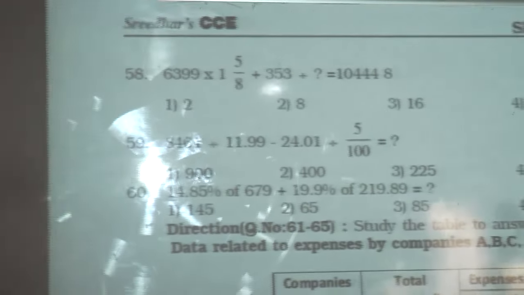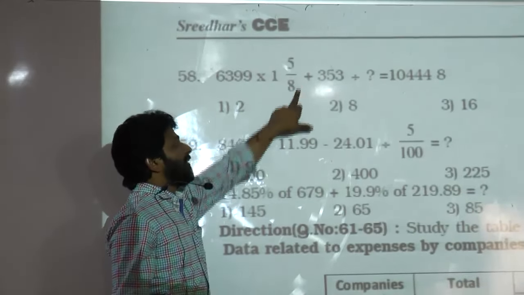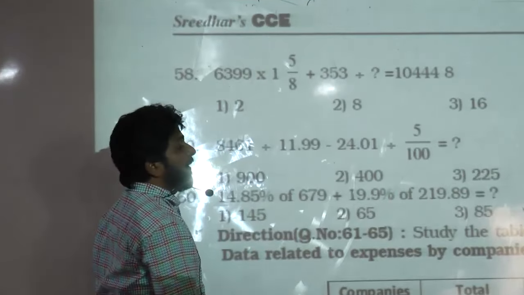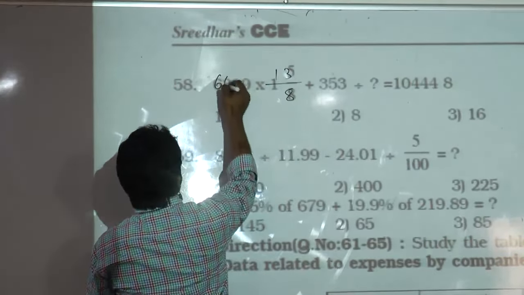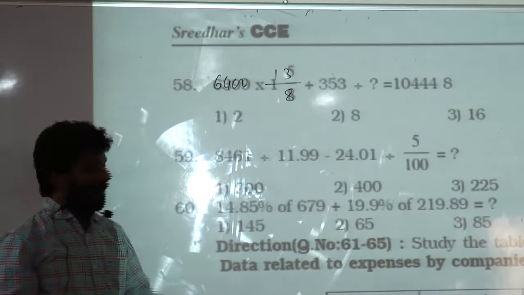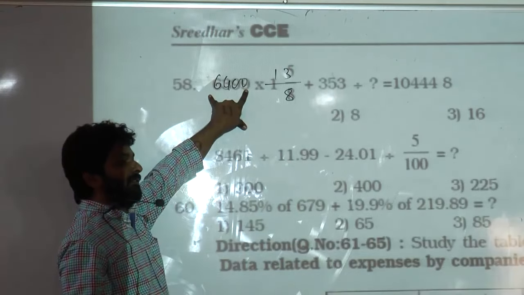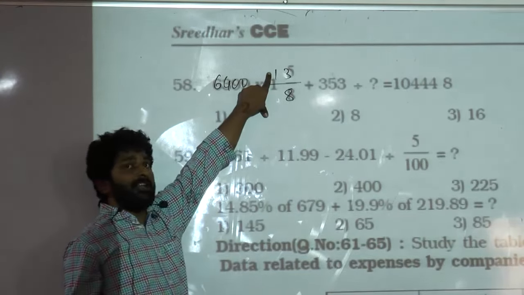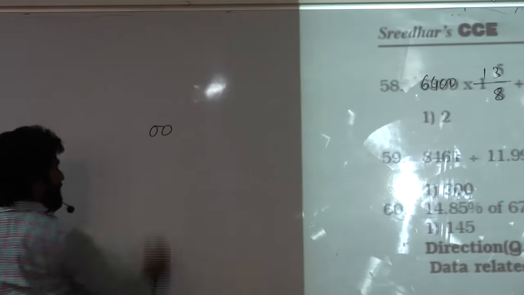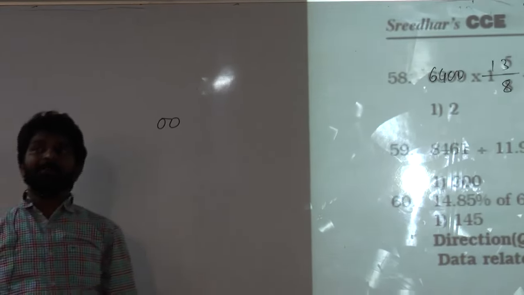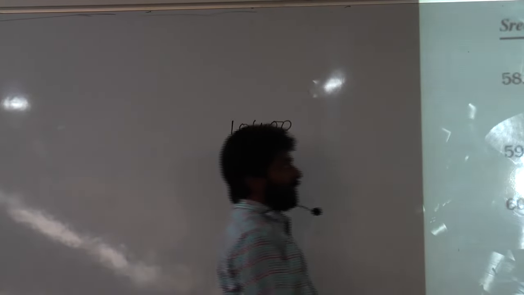And this is 6400, right? Into 1 5 by 8. Let me convert this as 13 by 8. I'll treat this as 13 by 8, and this is 6400. 8 times 2 zeros, 800. 800 into 13. 800 has 2 zeros, keep it aside. 8 13 times is 104. So that is 10400.